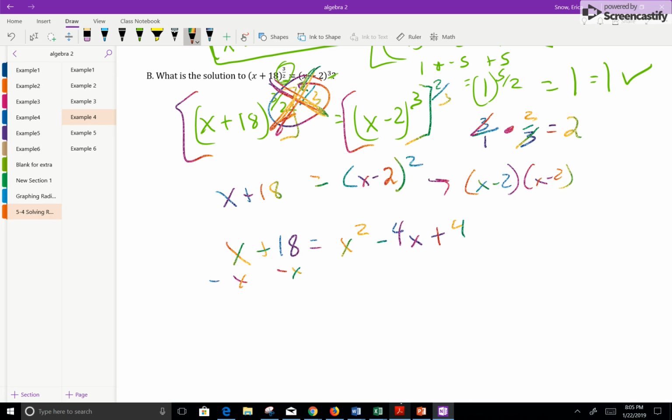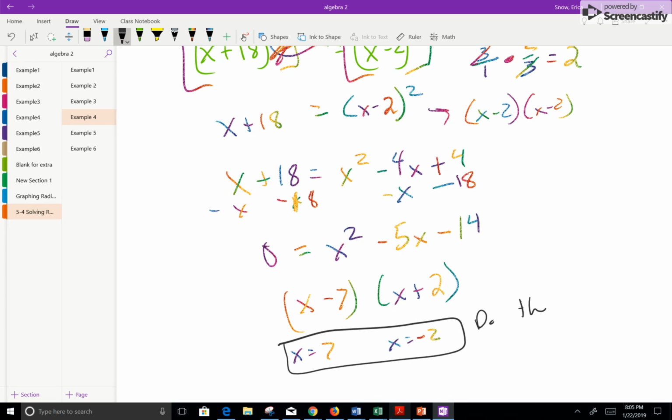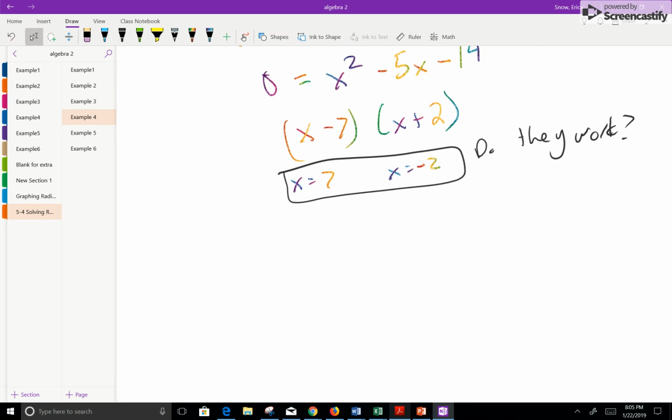And again, we have to move everything over. The process from this point is the same. So we get 0 equals x squared minus 5x minus 14. We'll do our factoring, and we get (x minus 7)(x plus 2). So now x equals 7 or x equals -2. And then our last little thing is, do they work? Now, in my notes, I had to scribble a bunch of stuff out, so it's a little messier, but hopefully I can make this work for you.